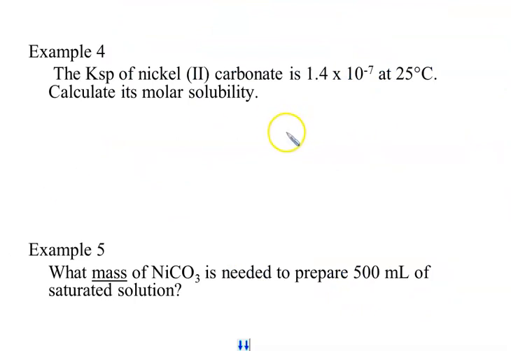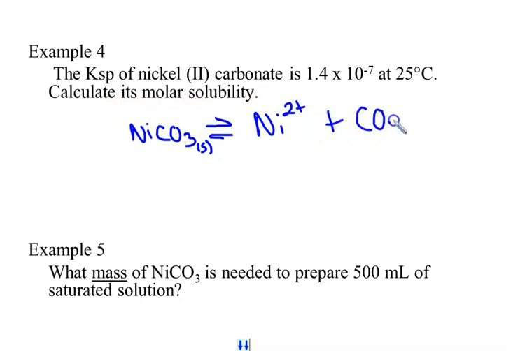All right. It says the Ksp of nickel(II) carbonate is 1.4 times 10 to the negative 7th. Calculate the molar solubility. Well, nickel(II) carbonate is NiCO3, solid. Positive, negative 2, you get nickel ions and you get carbonate ions. Do you see how many particles we got? We got 2 ions forming here.